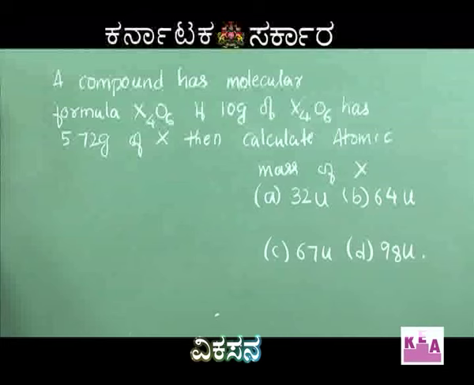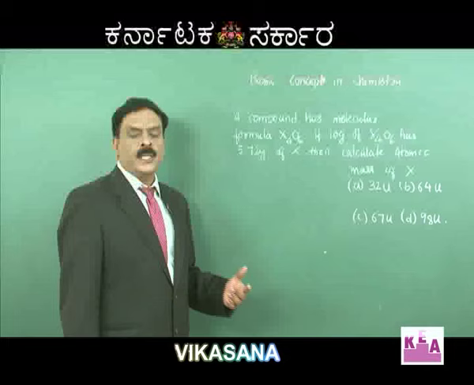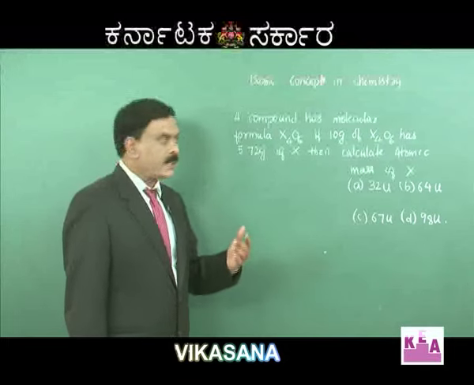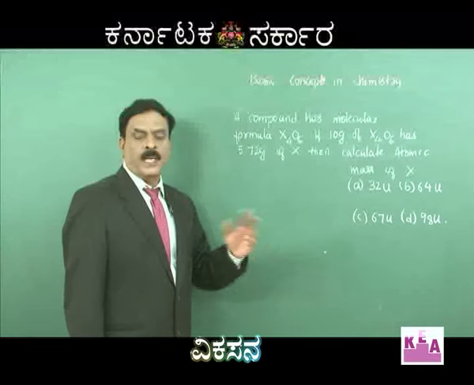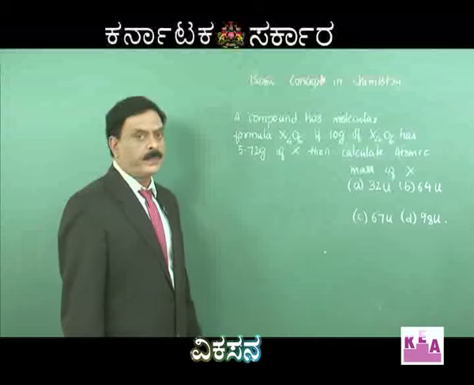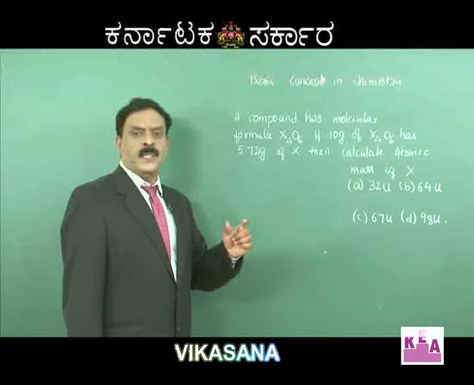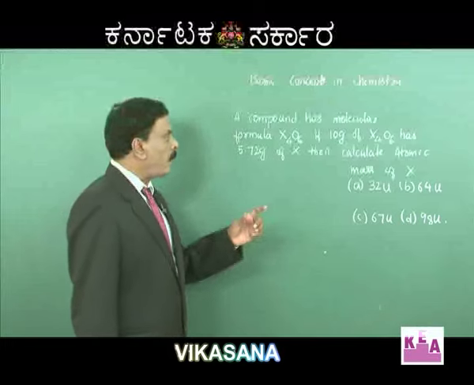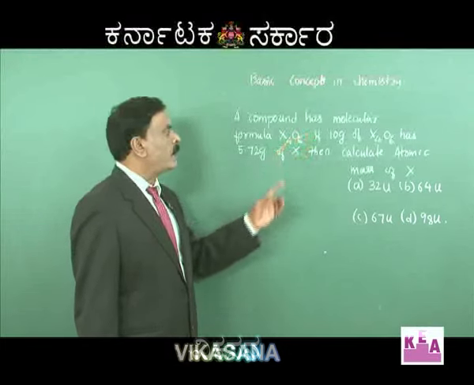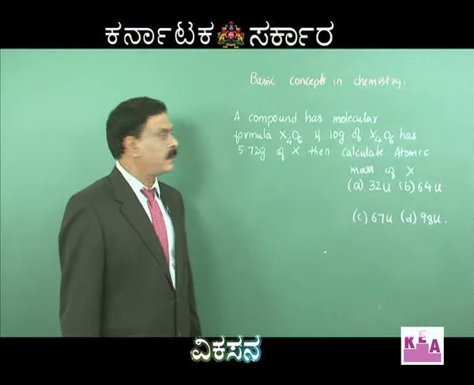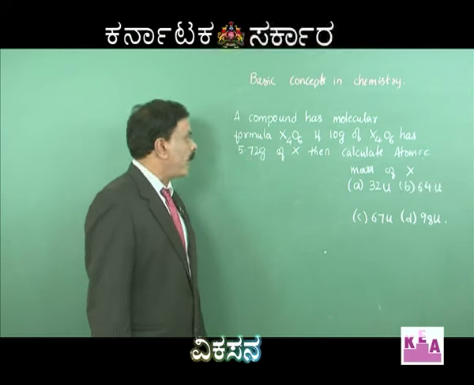My dear students, this is a problem which is based on the relationship between atomic mass and molecular mass, or atomic weight and molecular weight. Please note that the sum of the atomic masses of different elements present in a molecule of the substance will be equal to its molecular mass. Now, which is the compound that we have?